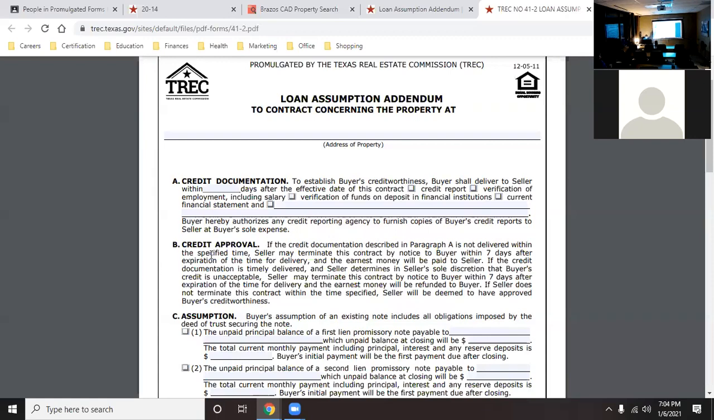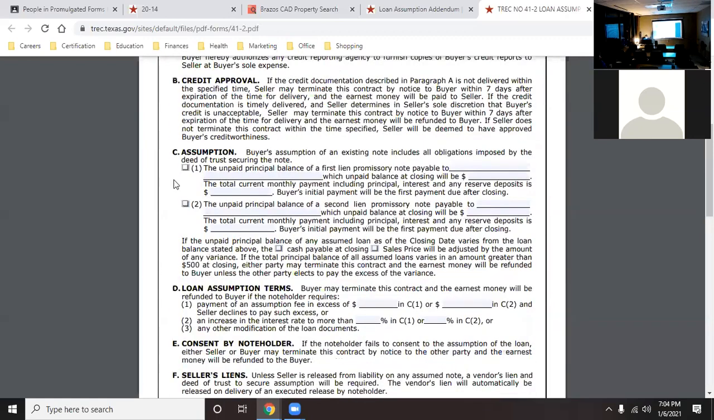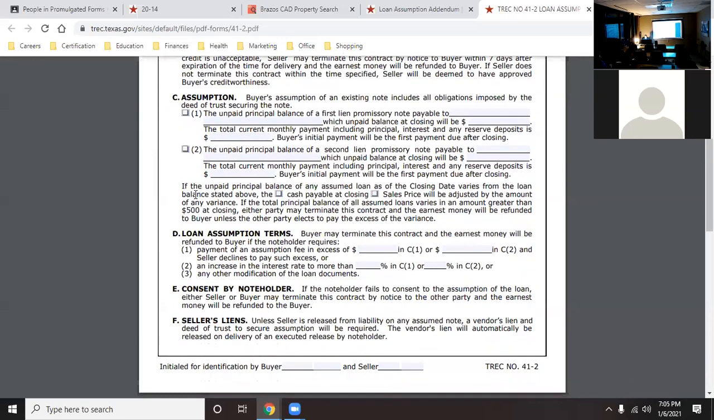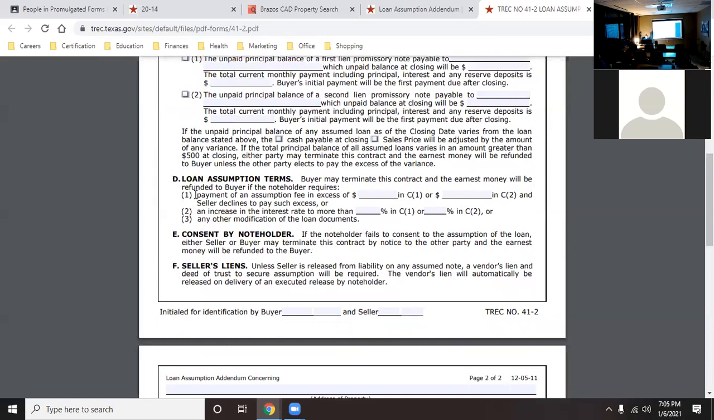Okay? Right here, under C, is going to be your assumption. This is where the buyer is making their assumption and how much it's going to be broken down to and who it's going to be payable to. It's going to give you the terms, basically, of the assumption. D is going to deal with the loan assumption terms. So there may be certain assumptions that have fees or costs that have to be paid. Those, of course, are going to be mentioned in D.